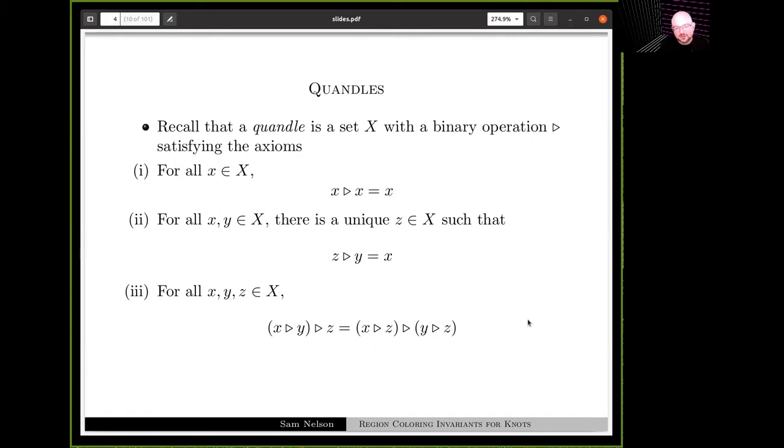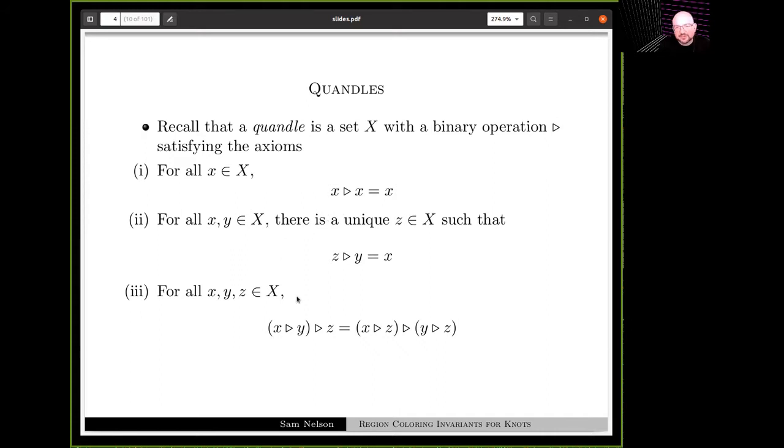If you haven't seen this before, you might notice that there are three quandle axioms, and you might remember that there are three Reidemeister moves, and this is not a coincidence. Each of the axioms is precisely the condition required for the number of colorings of a diagram before a Reidemeister move to match the number of colorings of the diagram after the move. So the Reidemeister 1 condition, or quandle axiom 1, is the condition that before and after a Reidemeister 1 move, the number of colorings are the same, and similarly for Reidemeister 2 and Reidemeister 3.